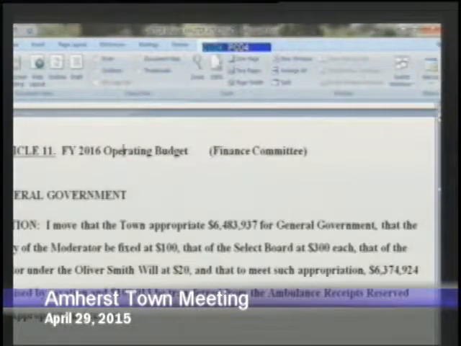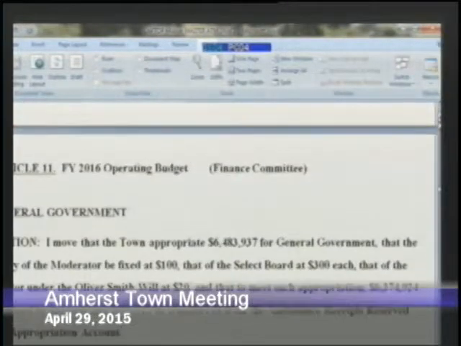And to meet such appropriation, $6,374,924 be raised by taxation, and $109,013 be transferred from the ambulance receipts reserved for appropriation accounts. Do I hear a second? I do. You may speak to your motion.